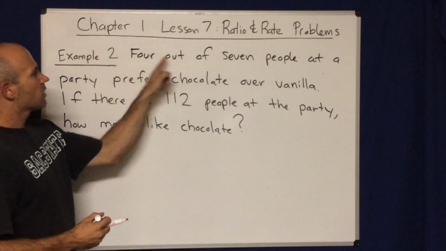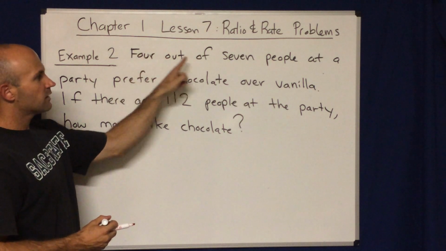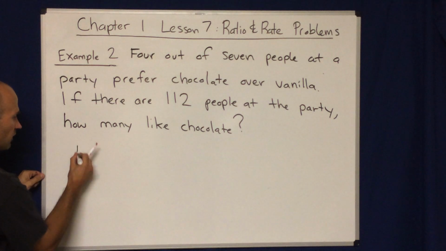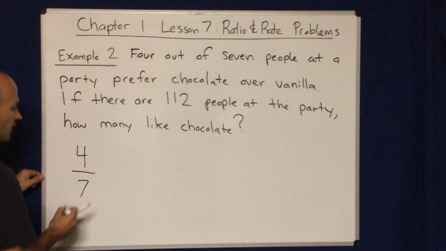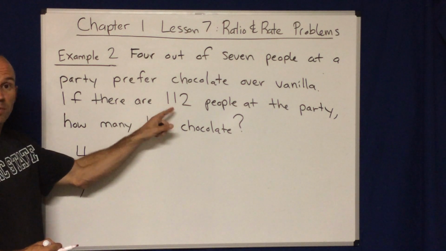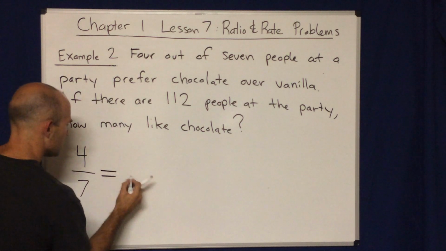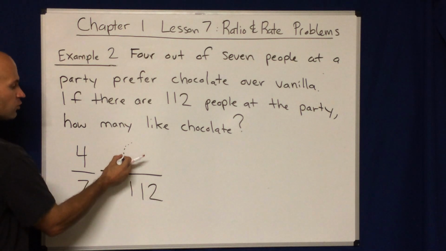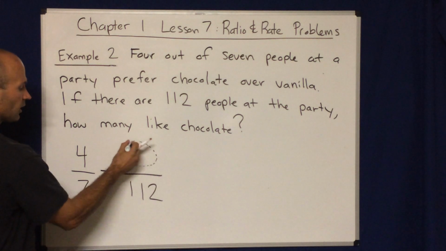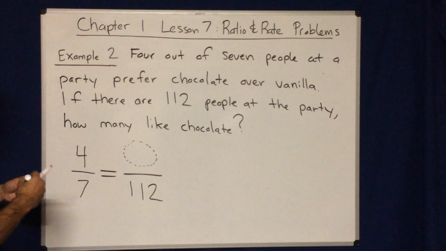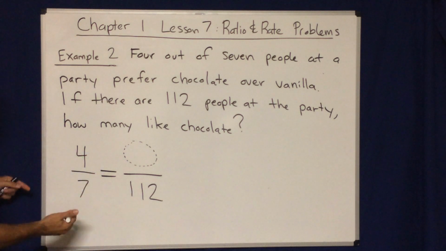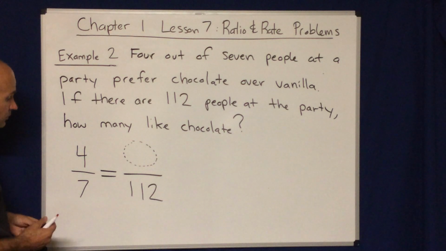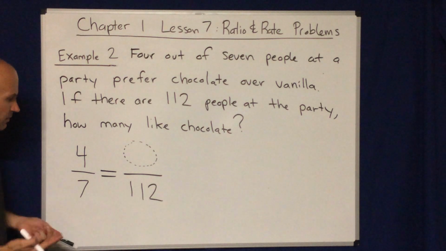So our ratio of preferences towards chocolate out of the whole has not changed. 4 out of 7 still prefer chocolate. But now instead of having 42 people at the party, I have 112. So here's 112 down below. And I want to know, of those 112, how many prefer chocolate ice cream? So we do the same thing. I just have to think, what do I have to multiply 7 by to get 112? And that's maybe a little bit trickier.